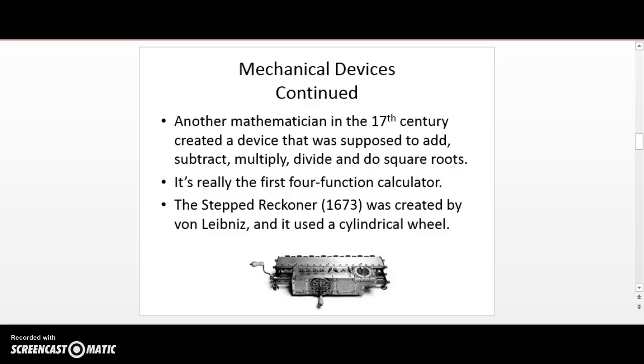Again, much like the Pascaline, it was mechanically unreliable. It would jam, it would malfunction, again hampered by the lack of assembly line type manufacturing that makes every device the same. This would have been handcrafted, so there was the potential for variation between each stepped reckoner that was created.